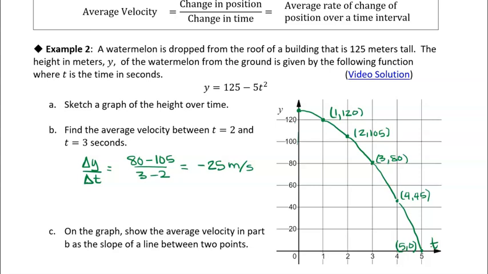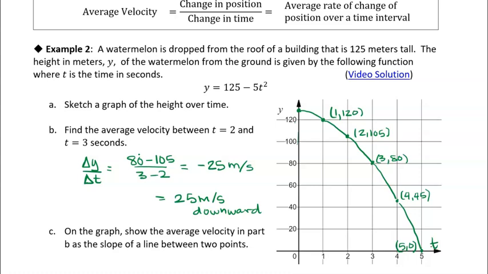So we could interpret this as 25 meters per second in the downward direction. So it's falling downward. The negative is just indicating that it's falling downward and that the height of the watermelon is decreasing.